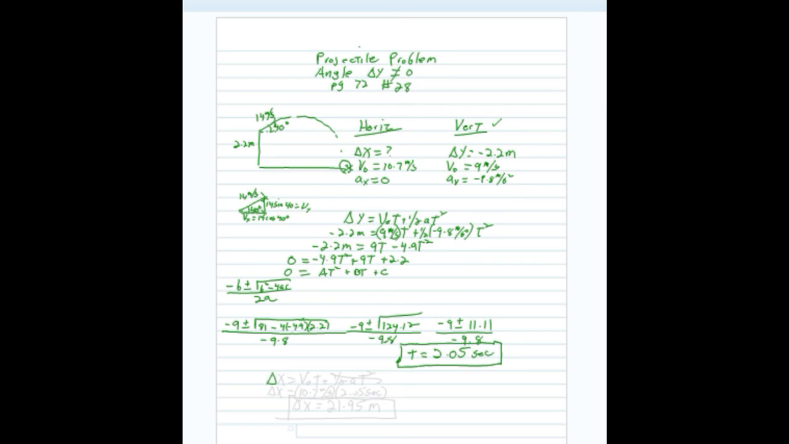So now we want the range, delta x equals V0 t plus 1/2 a t squared. The a drops out because it's in the horizontal direction. So delta x equals, the V0 in the x direction was 10.7 meters per second, and the time was 2.05 seconds. So we have delta x equals 10.7 times 2.05, which gives 21.95 meters. Which seems like a reasonable answer for a shot throw.